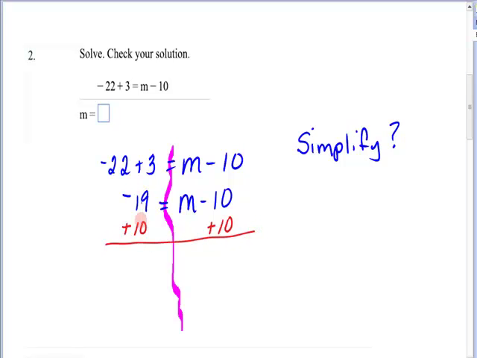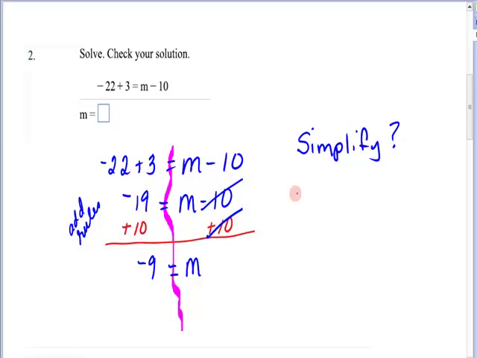Now, these are like terms. I'm going to combine them using my addition rules. I have a negative 19 and a positive 10. Subtract, keeping the sign of the larger. That's negative 9. The m comes down, negative 10, positive 10, those canceled out.